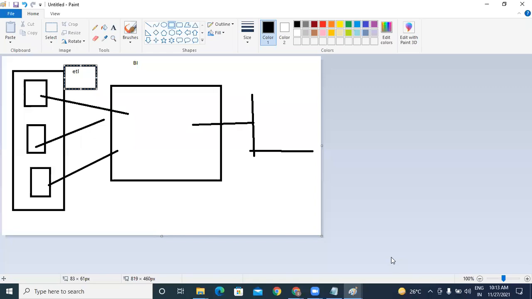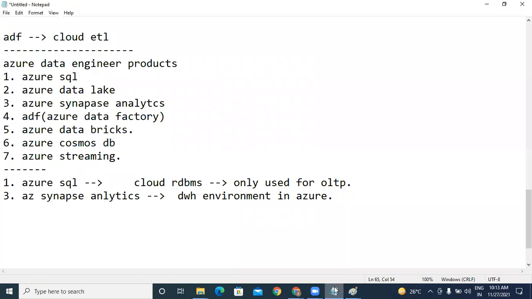Where is Azure SQL according to this picture? At the OLTP level. In the place of the warehouse, previously Teradata, now I don't want to use it. I'm using Azure Synapse. So this is a data warehouse environment.